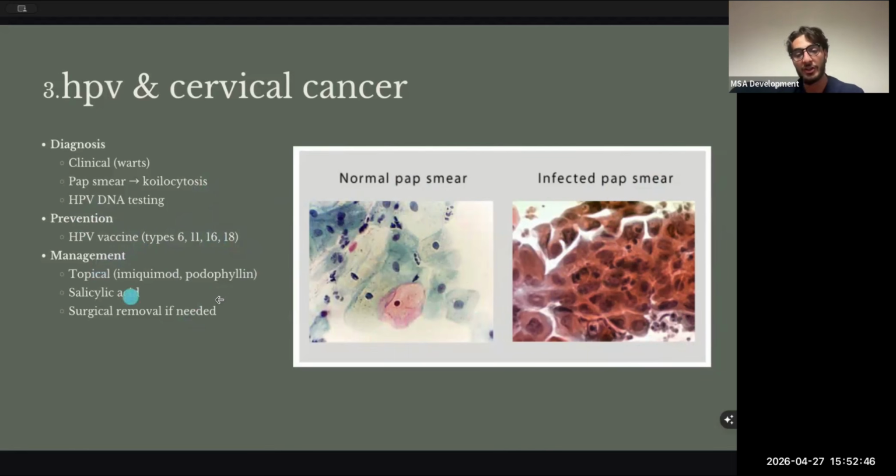And the management, again, I'm not talking about cervical cancer here, I'm talking about HPV generally. If it's just genital warts, you could do imiquimod or podophyllotoxin, salicylic acid, and you could do a surgical removal if needed. Obviously, if it was cervical cancer, there would be an entirely different management for it.